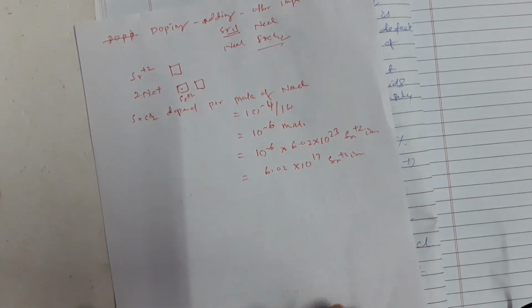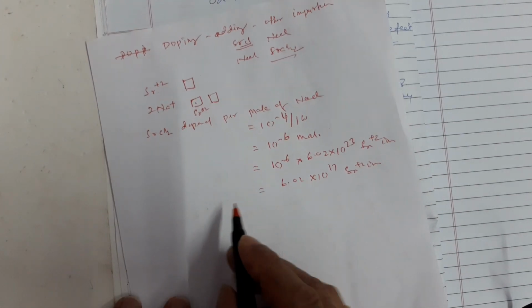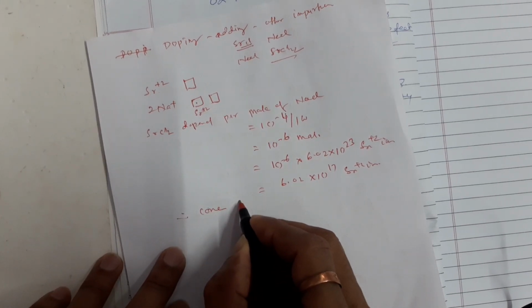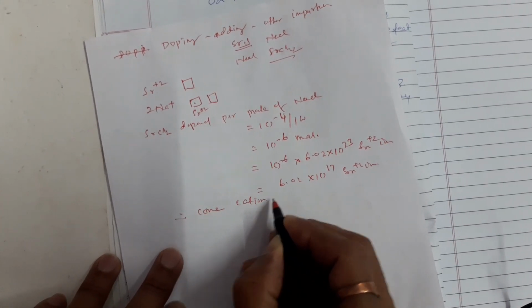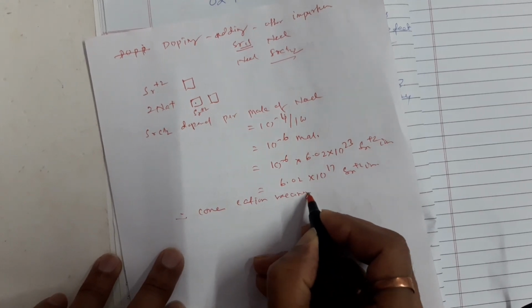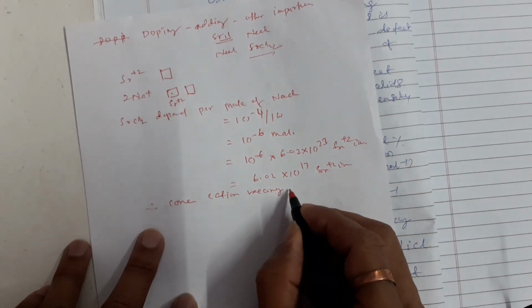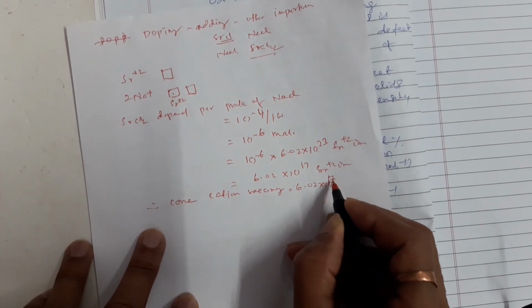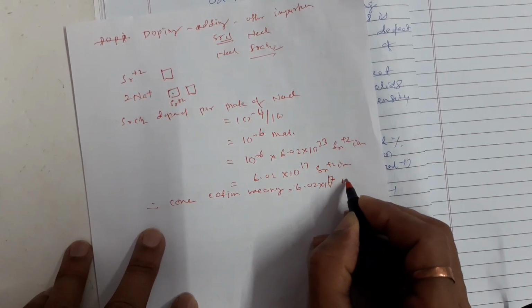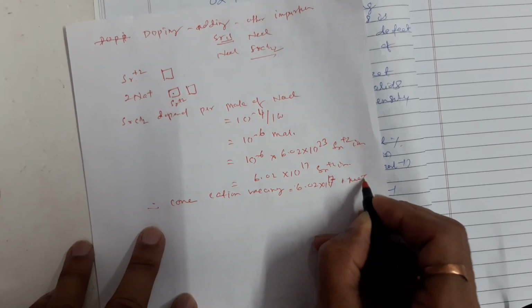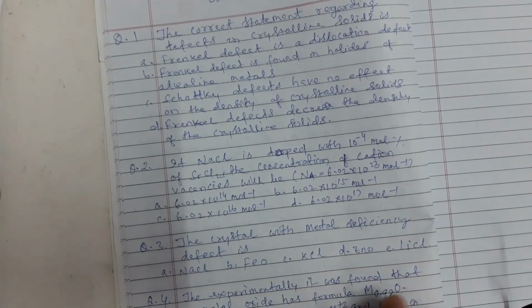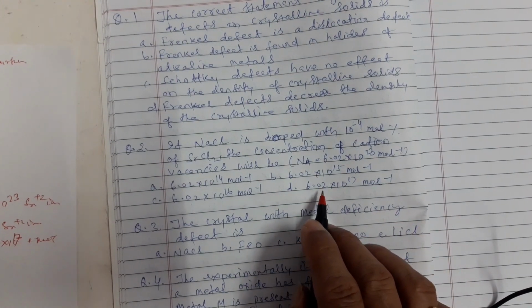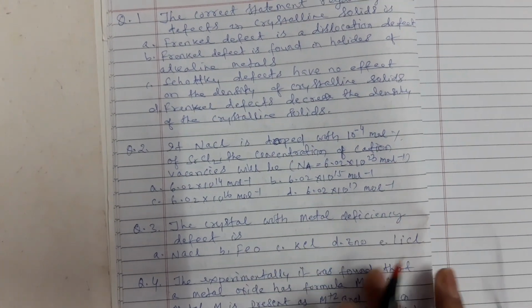So hence the concentration of cation vacancy is how much? 6.02 multiplied 10 to the power 17 moles. Okay. So which one is correct? This D is the correct answer. Okay. Next.